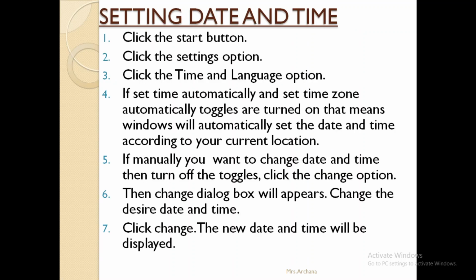Now we will see one example, that is setting the date and time. According to your wish you can change your date and time, but generally we keep the date and time correct. Then what are the steps to change the date and time? Click the start button. I have already taught you the start button, that you have to click. After clicking the start button, one menu will open. There you have to click the settings option.